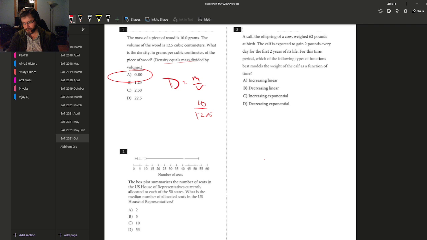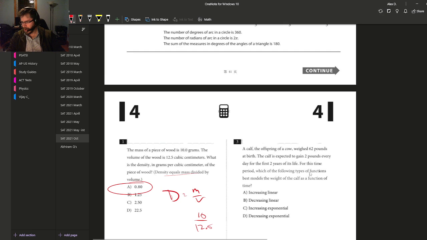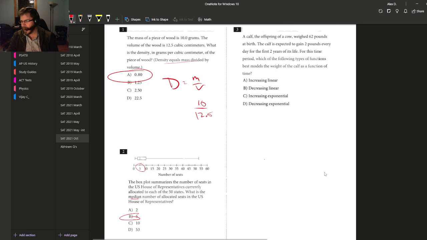What is the median number? Median is the line. 5. Just read it, just to make sure, because I don't know what else it could be, but let's just read it. Number of seats. Yeah, alright. Here we go.